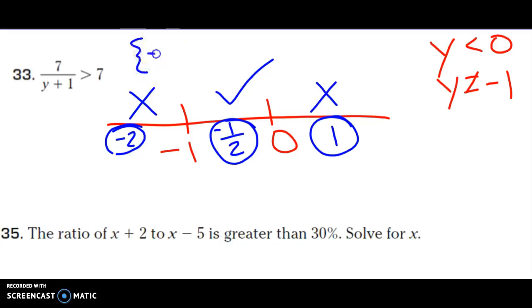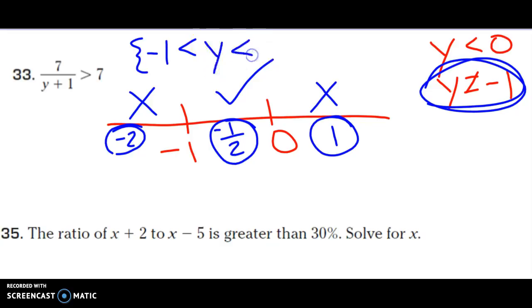So our interval that we have for a solution is between -1, cannot equal -1, so we're going to do strictly a less than, and then we've got y, and then less than 0. Okay, that's your solution for that.